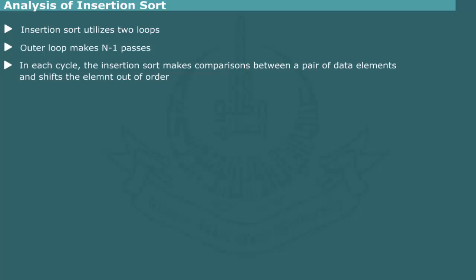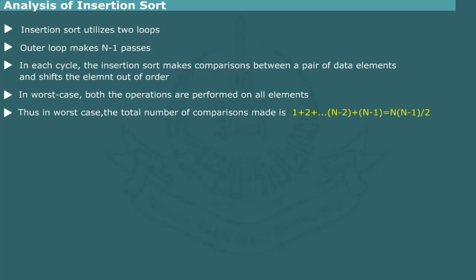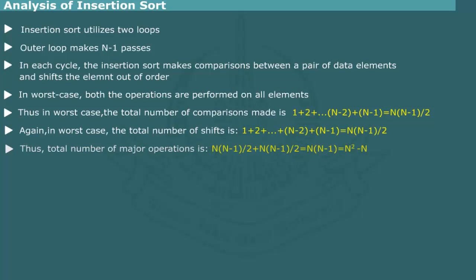Analysis of insertion sort. The preceding discussion shows that the insertion sort method utilizes two loops. If n is the array size, its outer loop makes n-1 passes over the array. For each pass, the inner loop makes one or more iterations to make comparisons and shift the data. In the worst case, when the inner loop is fully executed, it makes 1 plus 2 plus up to n-1, which is equal to n(n-1)/2 comparisons and an equal number of shifts in each pass.